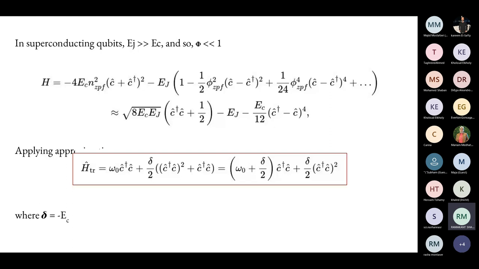So just keeping with the superconductivity. So in superconducting qubits, the Josephson energy is actually higher than the capacitor energy. And so the flux is very, very low. This actually gives us the possibility to do some approximations. And applying these approximations, we would reach this very specific expression.